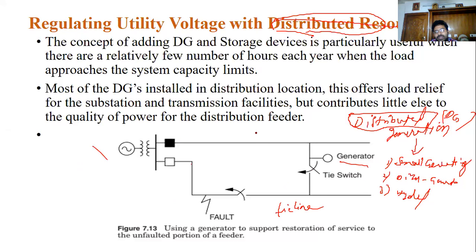So what is this tie line? If there is any fault in this line, whatever it may be, what will happen? Using this tie line, you are supplying constant voltage or power to the loads without any interruption. As I said in the earlier class, today's technology also allows us to add distributed generation like solar and wind.